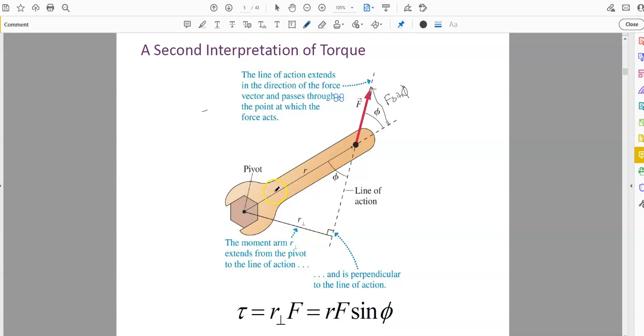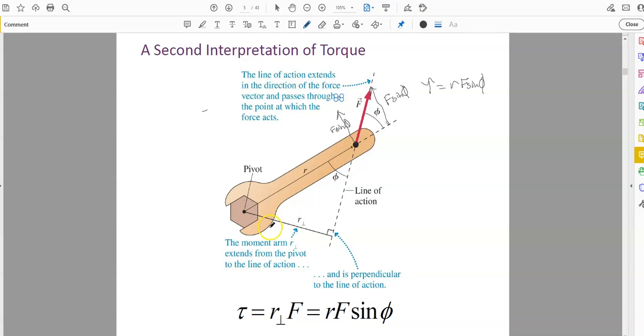You could keep this as the distance r, and this is the force F sine of theta, which would just produce this distance here. Here's the pivot point, and the force is attached right here. That's really F sine of phi. So this is going to produce a torque of r F sine of phi. Well, there's another way of doing this.